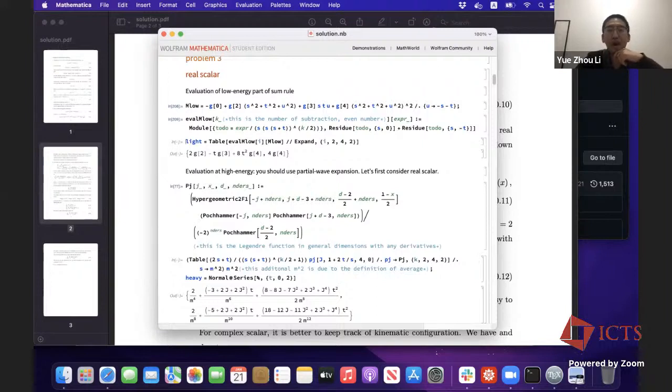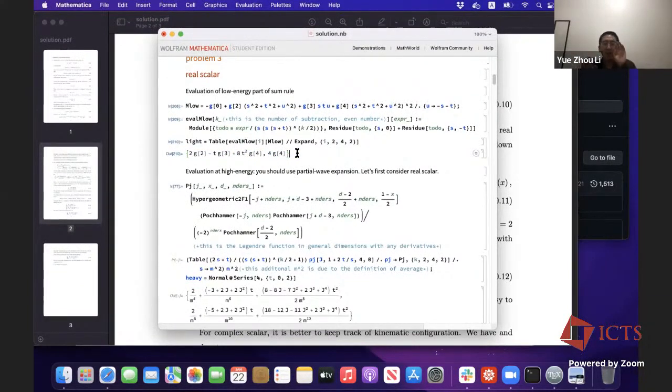Let's just consider the twice subtracted sum rule and the fourth subtracted sum rule, that is k equals 2 and k equals 4. Most of the time we call them the spin 2 sum rule and the spin 4 sum rule, because they encode the Regge spin 2 and 4 respectively. If you evaluate that at low energy, for the spin 2 sum rule, it gives this. For the spin 4 sum rule, it gives this.